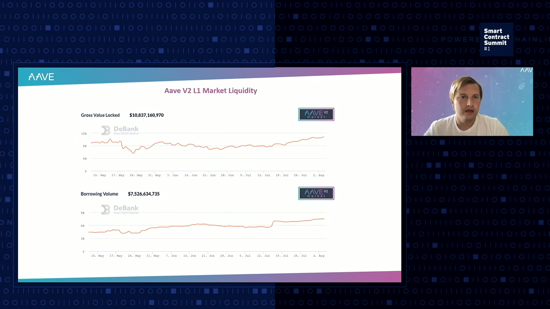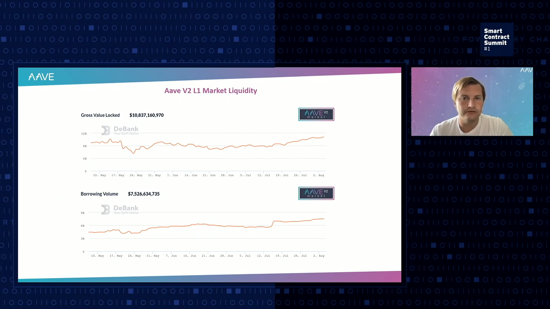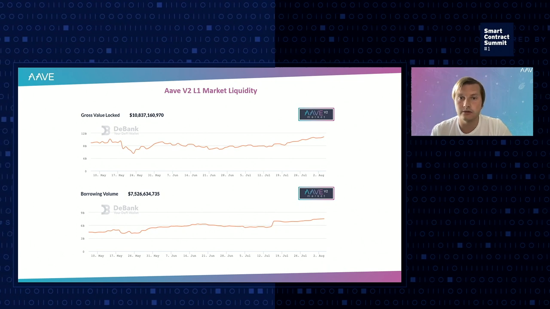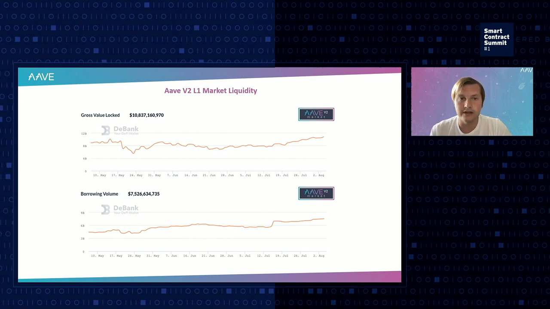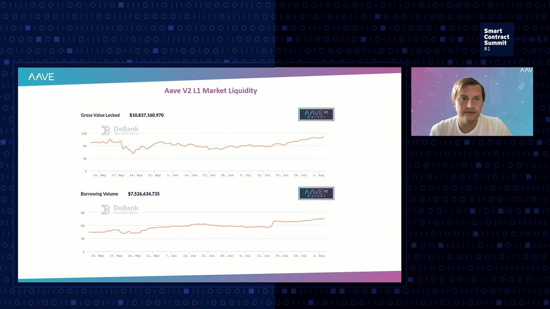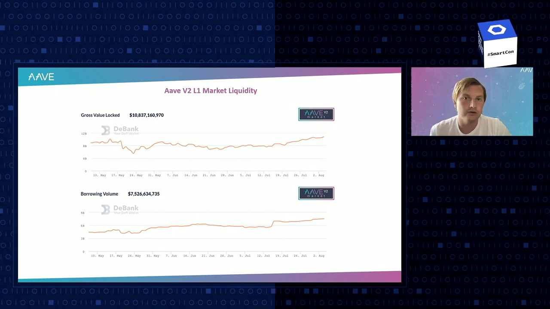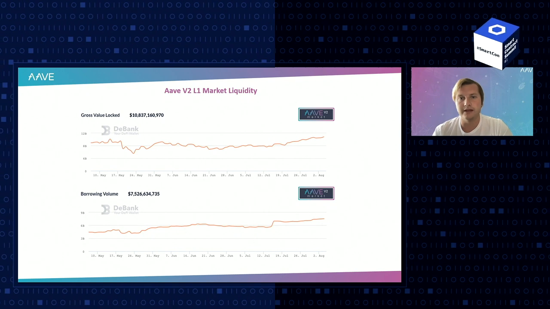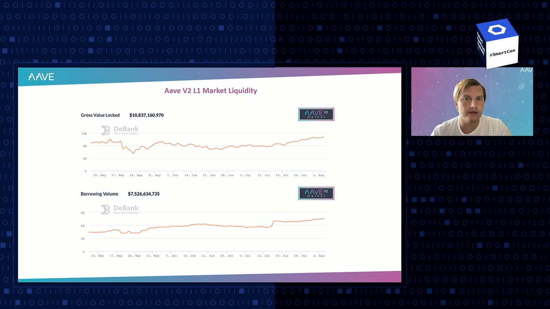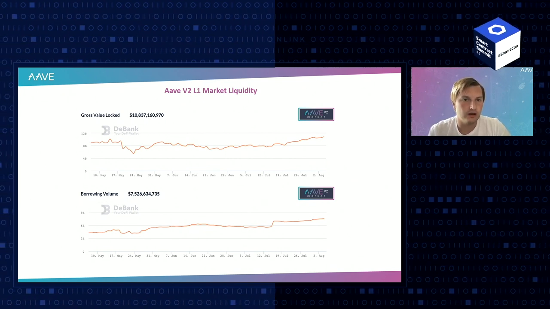And Aave version 2, which was deployed last year in December, the market itself has been growing very much, as has the whole DeFi ecosystem. So we see where we are at the gross value locked in the protocol. This means how much the value of those deposits and supplying is in the smart contracts, and what the amount of borrowing from the protocol against those collateral assets is.